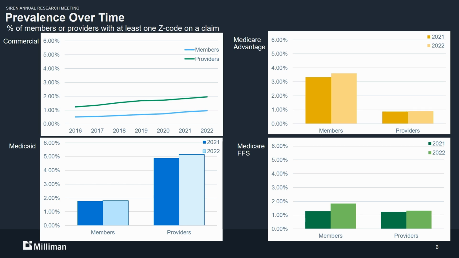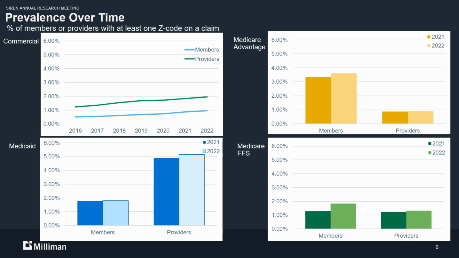Prevalence in the commercial market by members, which is the blue line, is around 1% by 2022, so it's about doubled since 2016. Members in Medicaid and Medicare fee-for-service are at about 1.8% of members having a Z code in 2022, and it's increased slightly for both of those from 2021. Then Medicare Advantage is at 3.5%, so much higher prevalence or documentation happening in Medicare Advantage.